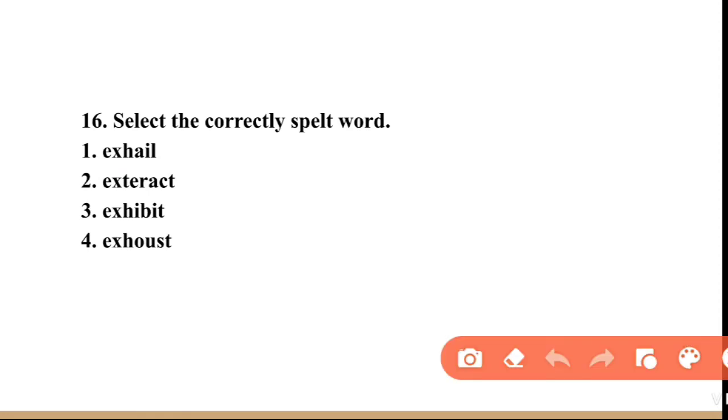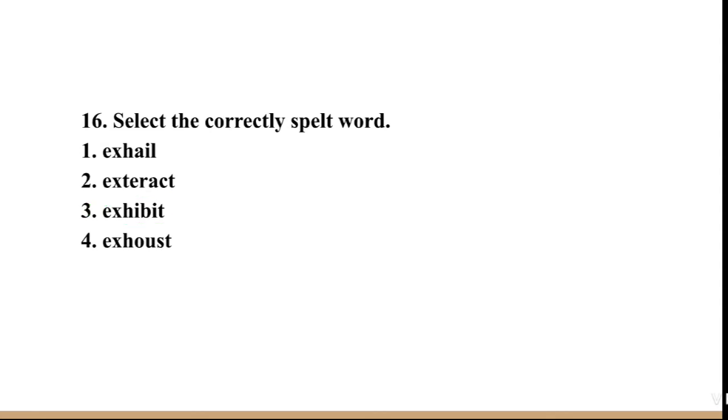Okay. So question number 16. Select the correctly spelled word. Excel, extract, the spelling is mistaken. Exhibit, this is the right spelling. Exhibit. And exhaust. Okay, so option number 3 would be the answer.